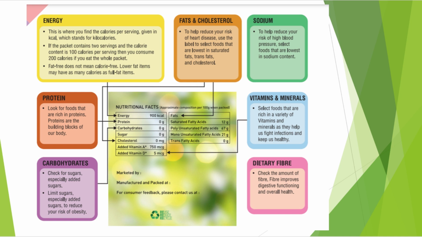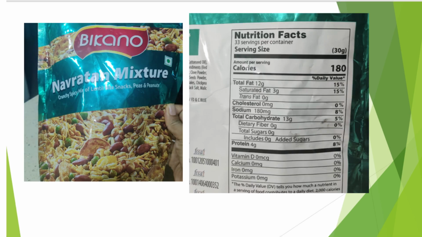So, let's look at this whole thing with an example. This is the Bikano Navrathan mixture, and this particular mixture packet has 33 servings, and each serving size is 30 grams. The total calories per serving is 180 calories, which means that if you are eating three servings, you will have to multiply the total number of calories and the nutritional value, everything, by 3.